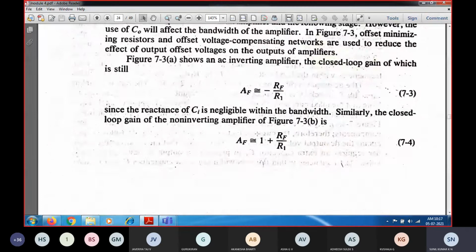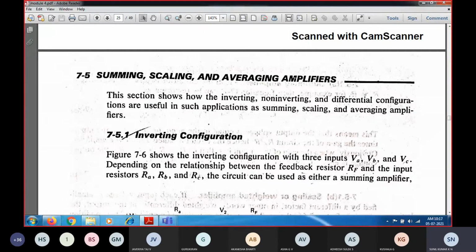Upon studying the basic input configuration, how it works for DC as well as AC signals, and along with that how to rectify the offset voltage, we are now going to look at some general linear applications for the operational amplifier. Among those, first we are going to consider the summing amplifier, scaling amplifier, as well as the averaging amplifier.